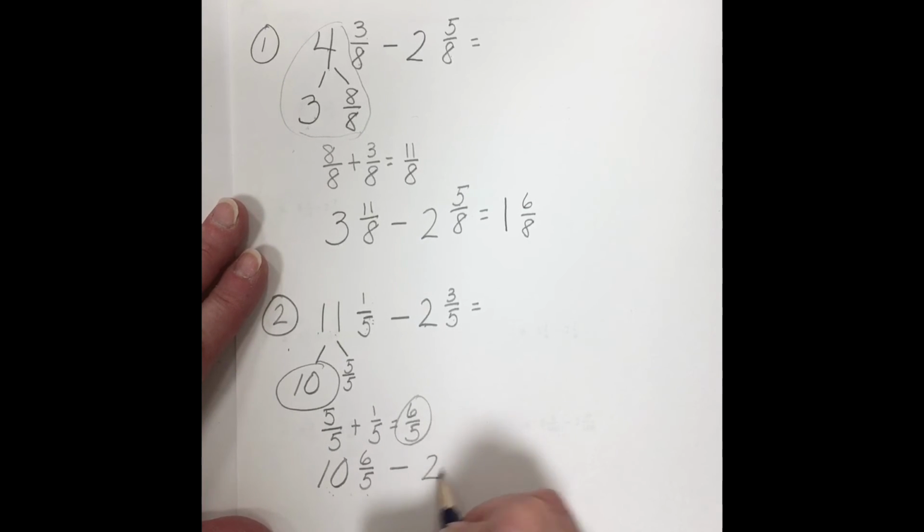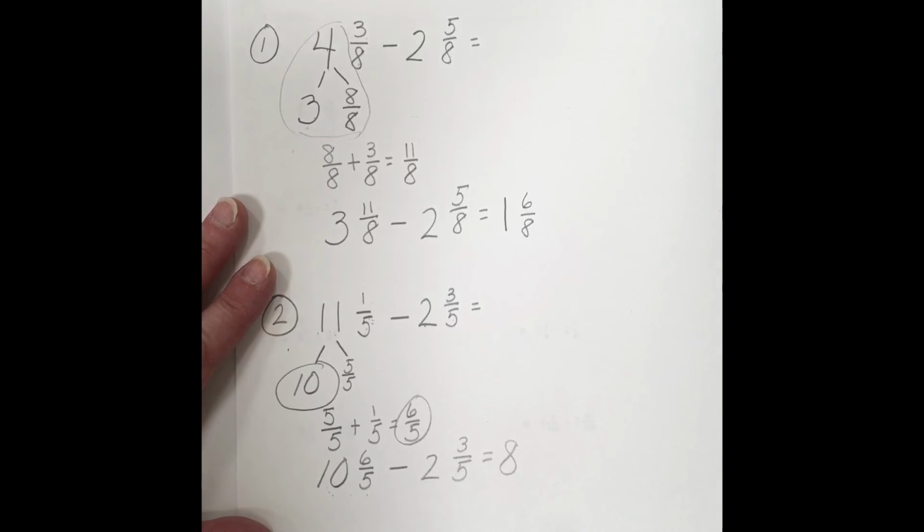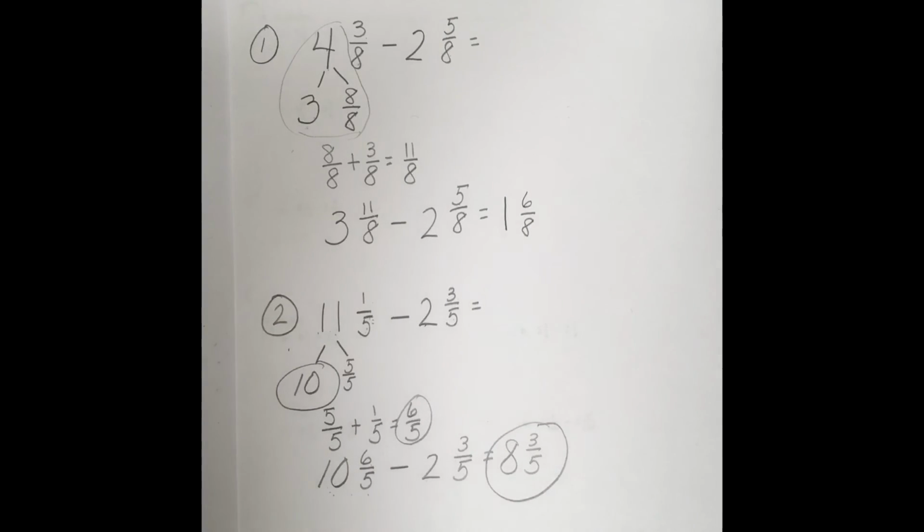Now we have enough to subtract our 2 3/5. So my ones, 10 minus 2 is 8, and my fifths, 6 minus 3 is 3. So my difference is 8 3/5.